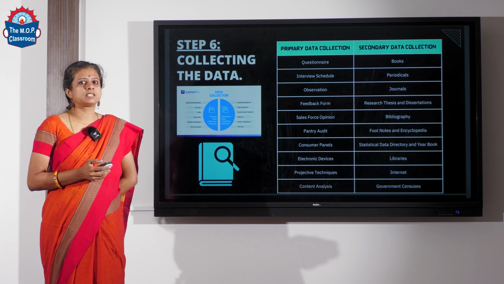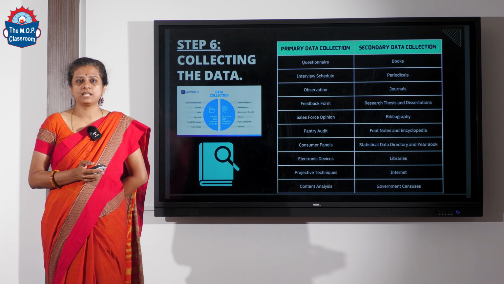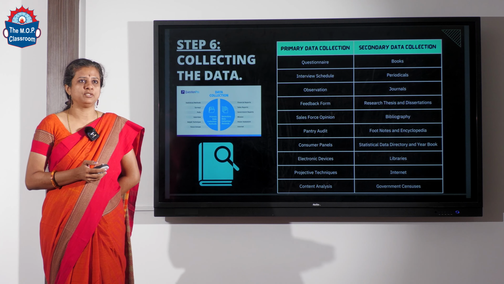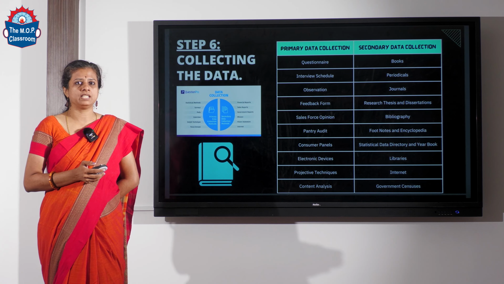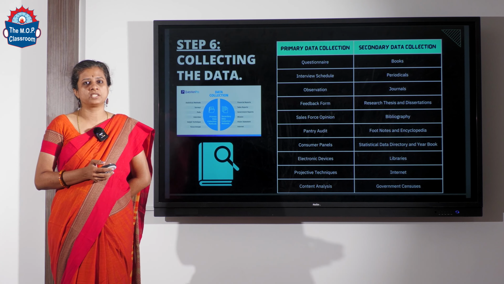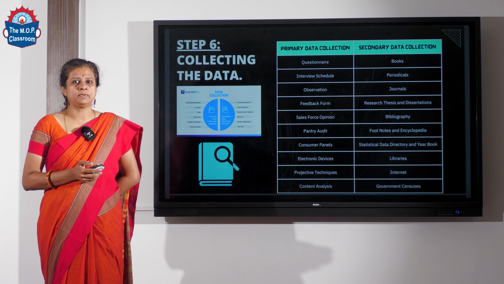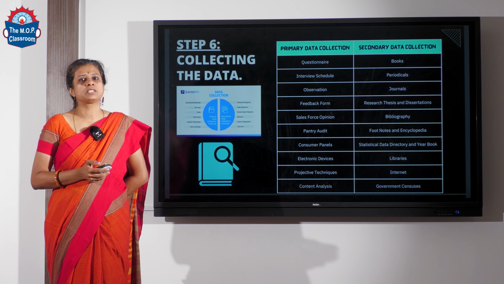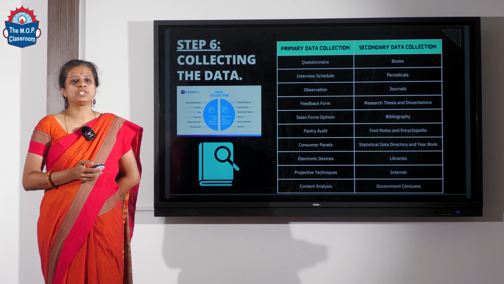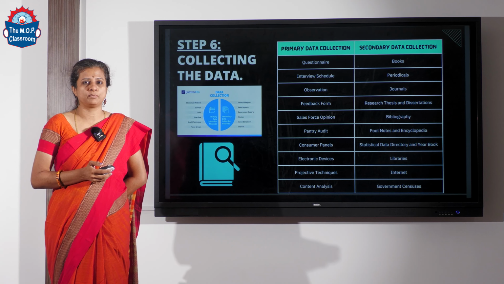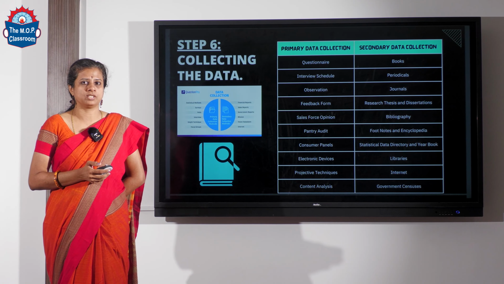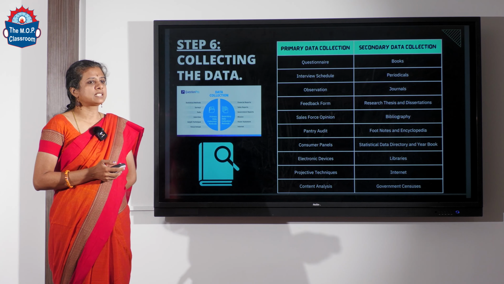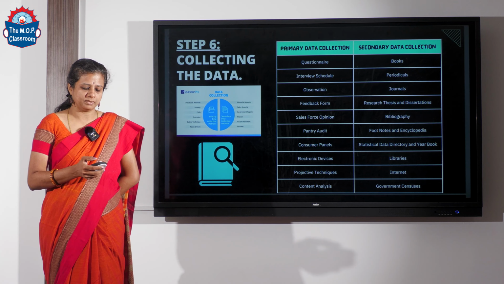The step 6 is collecting the data. There are basically two types of data that is to be collected in research. Primary data, which is the first-hand information. The tools used for collecting these are questionnaire, interview schedule, observation, pantry audit, consumer panel, etc. The second type of data is the secondary data, which is already in existence and which need to be culled out according to the basic discipline and the area of research by the researcher. The books, journals, the government census, the internet, statistical directory are some of the examples.